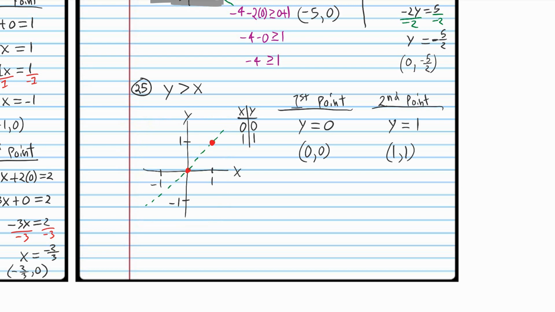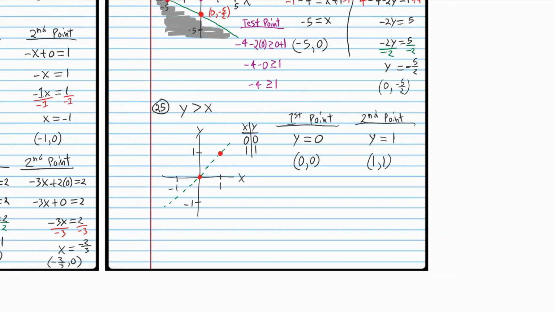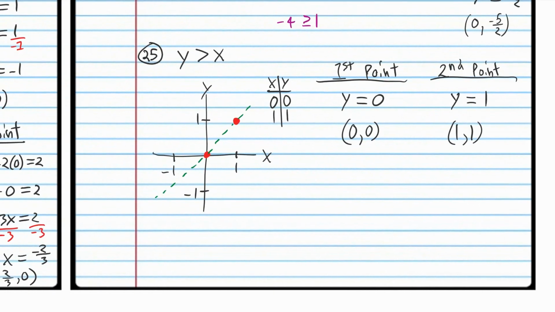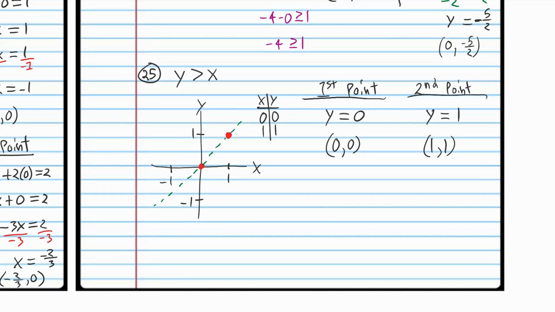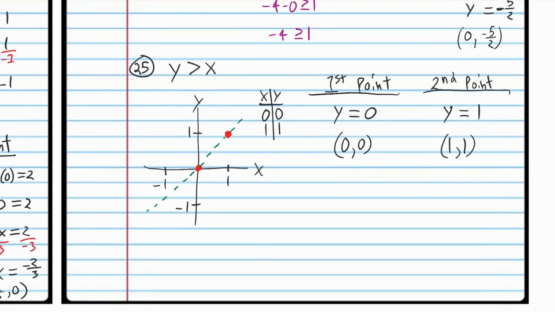All right, so at this point, we just have to do a test point. So we can't choose the origin. We can't choose 0, 0 like we did in the previous problem because that's actually on the line. We have to choose a point that's far from the line. So let's choose 0, 1. And we just plug that in. So that means y is 1 and x is 0.